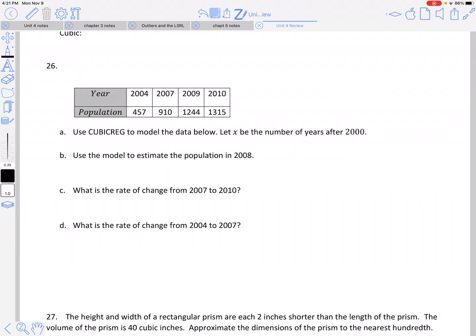Oh, but what I did want to do, if you look back at A, I want to just make sure, so grab your calculator if the data is still in there, and hit stat and go to edit, and make sure your list 1, so let x be the number of years after 2000, so 2004 will just be 4, 7, 9, 10. Just double check your x list, and see if that might have been a problem, but I'll tell you in a second. And then 457 for our y's, 9, 10.